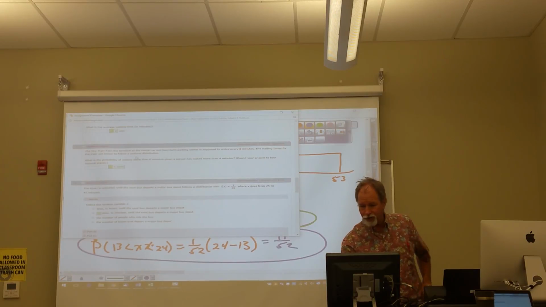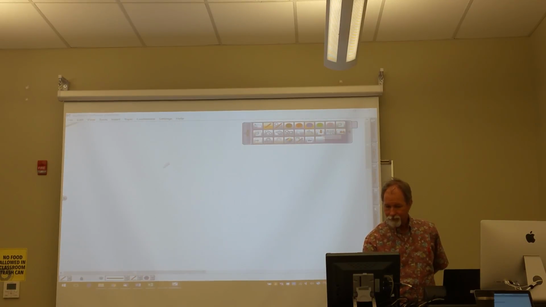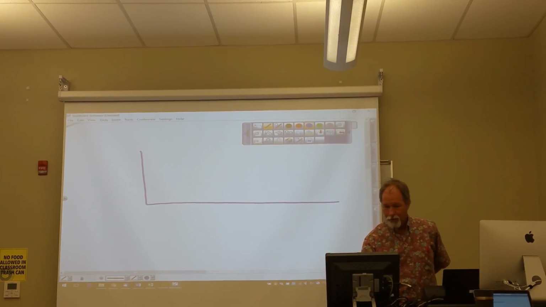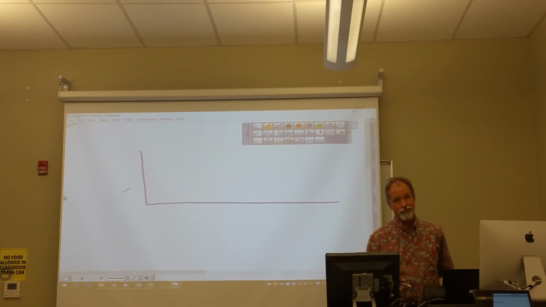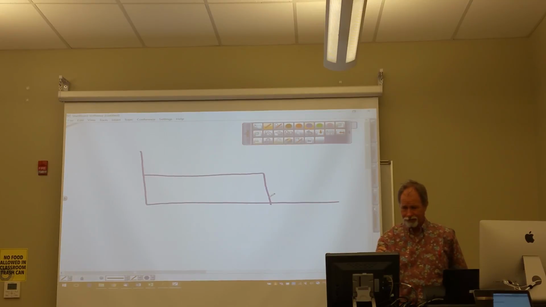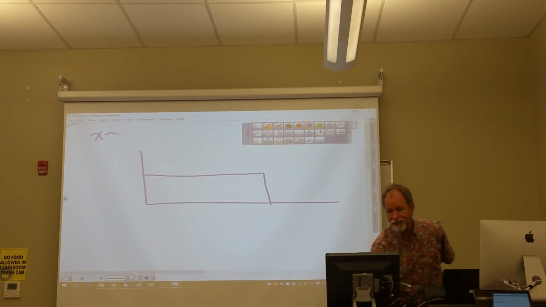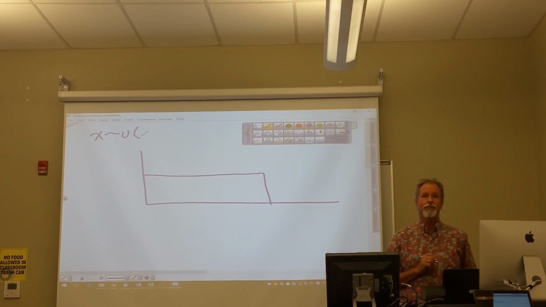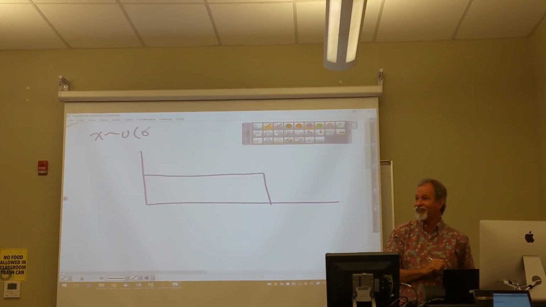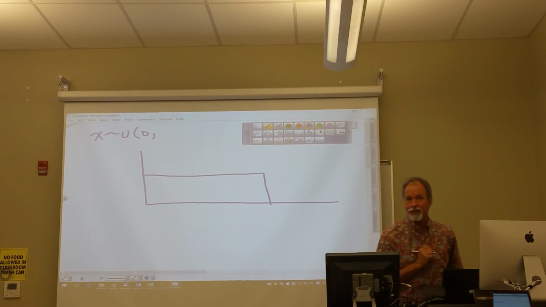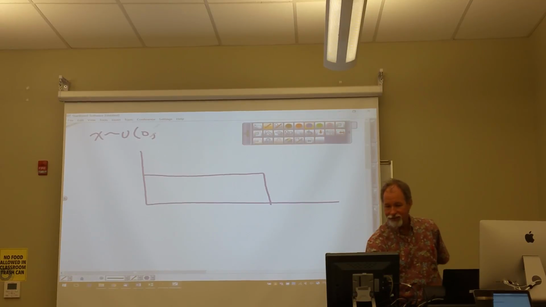Okay, so if I'm going to do that, what are my uniform distributions? My uniform distribution is something like this. So we have our X given, it's a uniform distribution. What's our minimum? 0. I can walk up there right as the train's getting there and I don't have to wait at all. What's the maximum? 8.